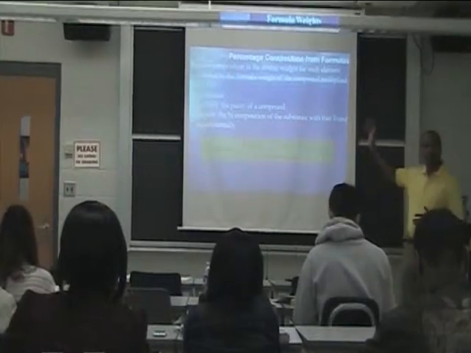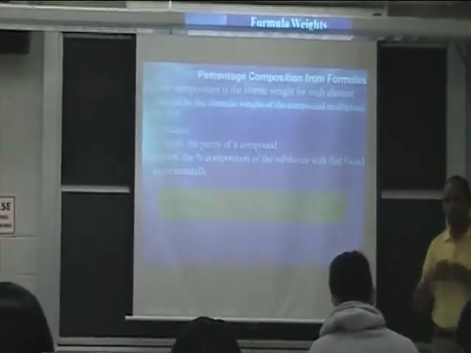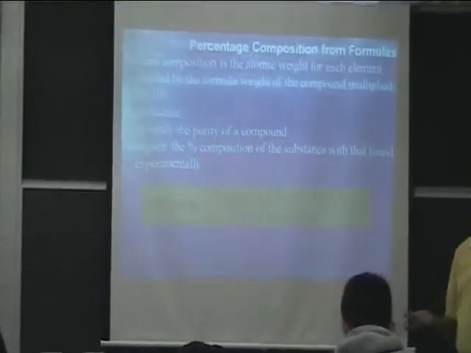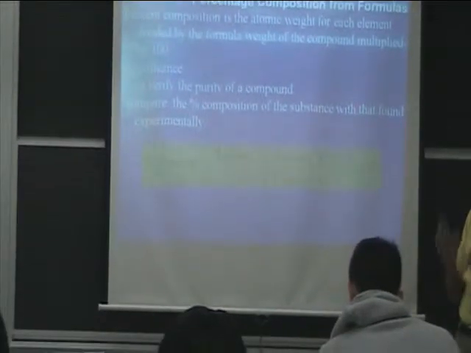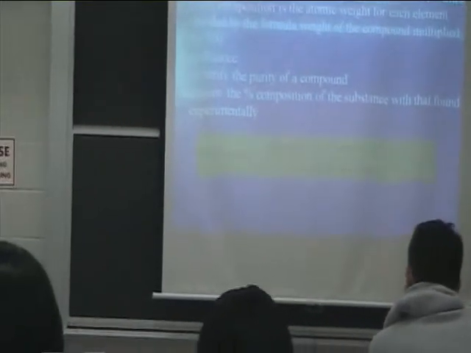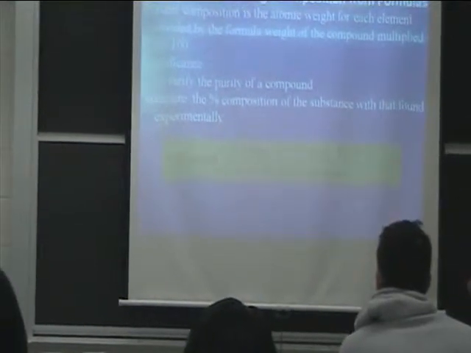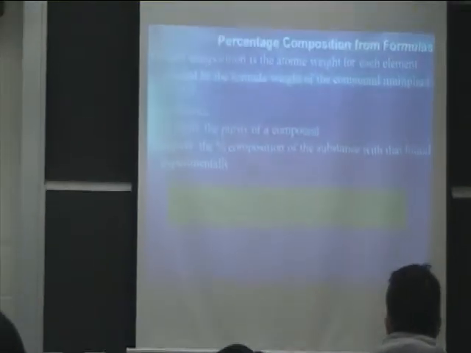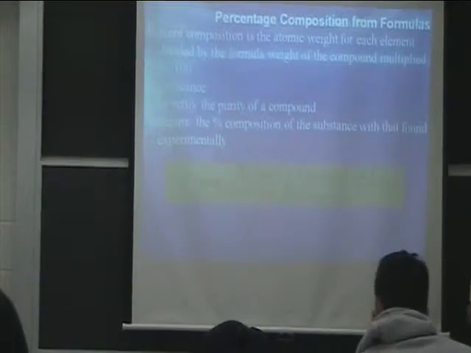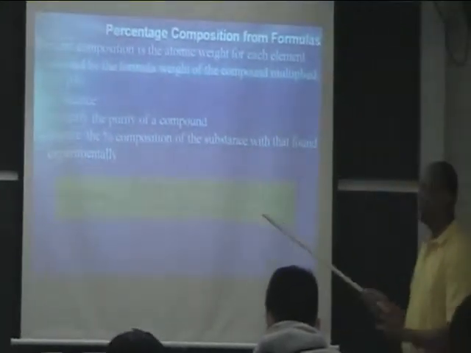The type of chemistry that we are dealing with involves percentage composition and quantities. It is quantitative chemistry. There are two different kinds of chemistry that we need to know: qualitative chemistry and quantitative chemistry. This chapter, stoichiometry, is mostly focused on the quantitative type. The reason we say quantitative is because we're dealing with numbers.